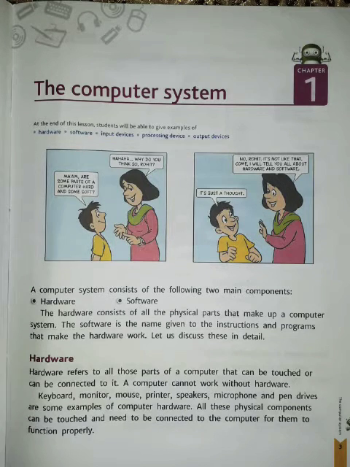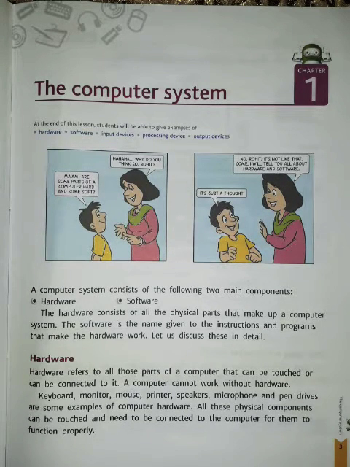So here we can see first the hardware. As I told you, the hardware refers to all those parts of the computer that can be touched or connected to it: keyboard, monitor, mouse, printer, speaker, microphone, and pen drives, etc. All the physical components we can touch and see are called the hardware.